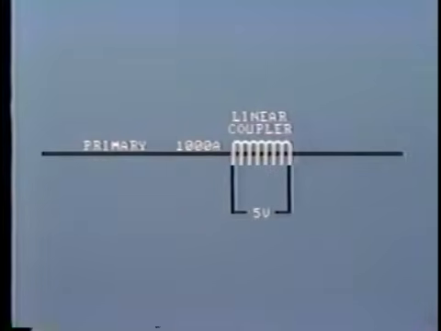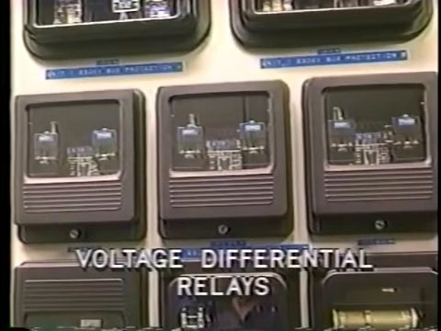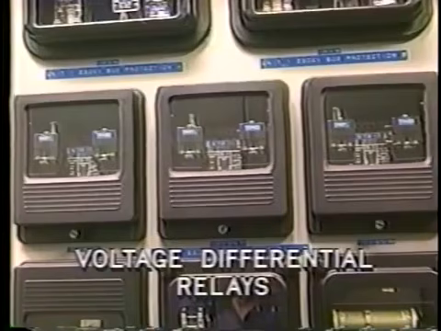The number of secondary turns are usually far greater than in the conventional CT to make up for the lack of iron and in order to provide the correct primary-secondary relationship. The linear coupler is usually designed to provide 5 volts on the secondary side for 1,000 amps passing through the primary. Note that the output of this type of CT is designated in volts instead of amps. The type of relay used is a voltage differential relay.